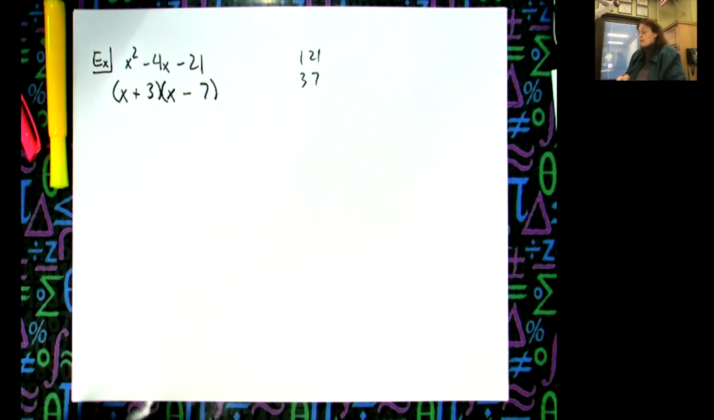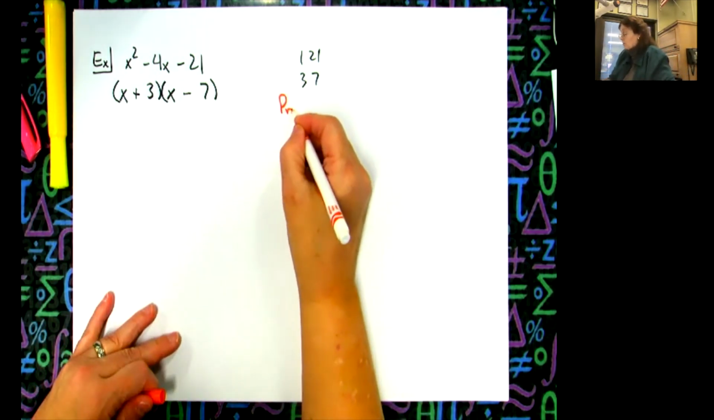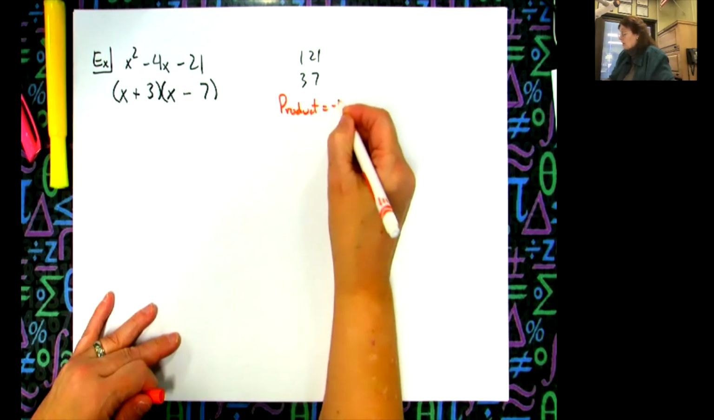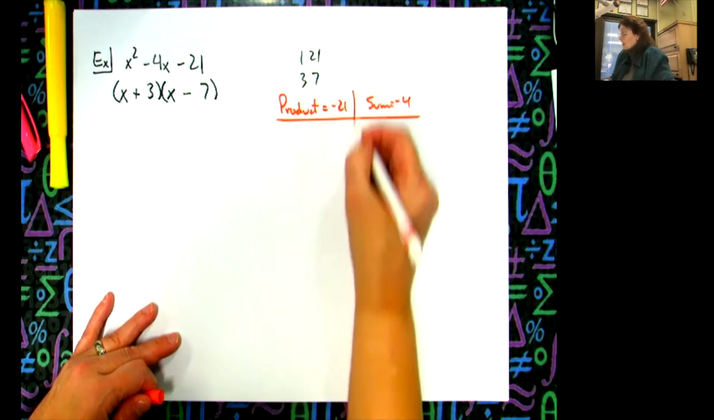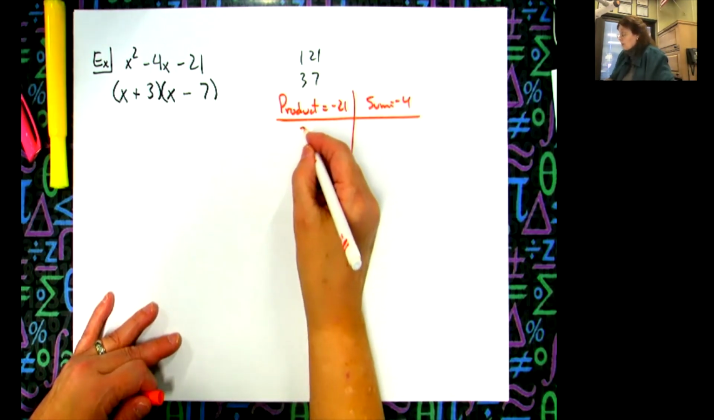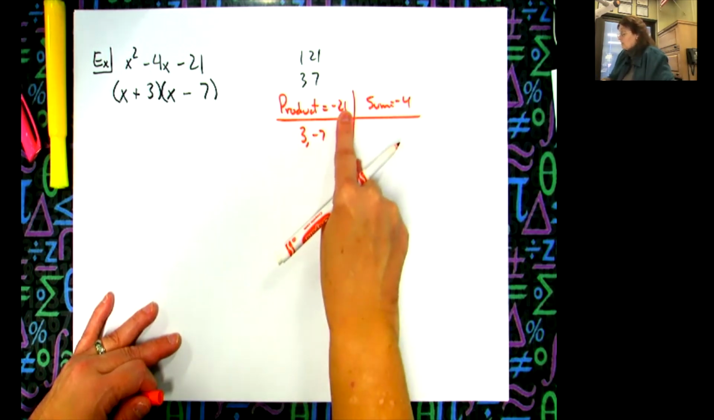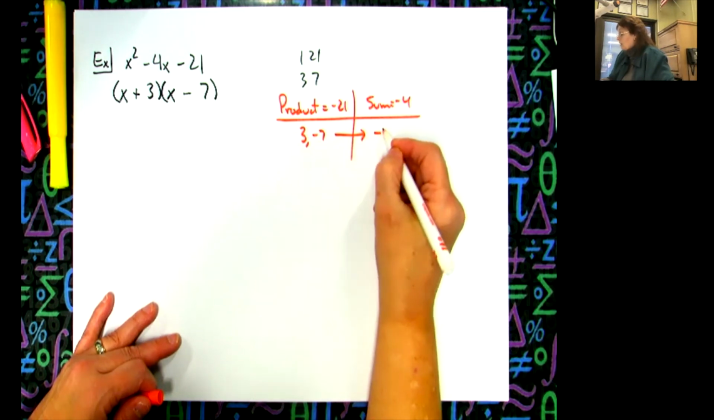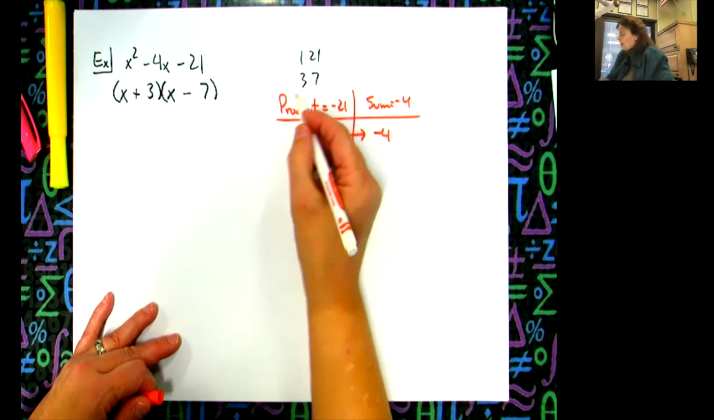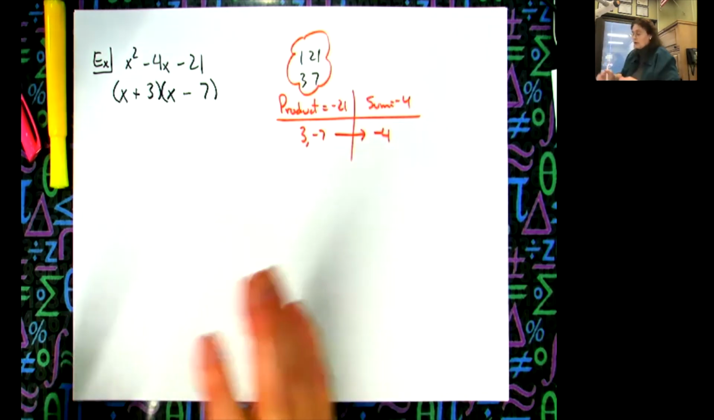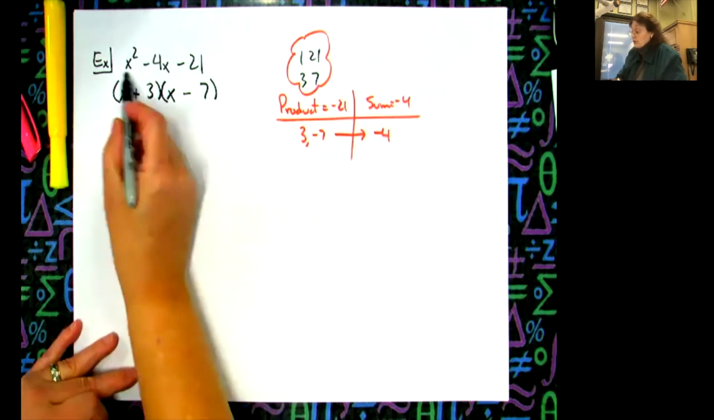Now, if that was a little too much, let's go back and do a little bit more detail here. My product needed to be a negative 21. My sum needed to be a negative 4. So what did I just use here? I used a positive 3 and a negative 7, because clearly 3 times negative 7 is negative 21. When I add them, I get my sum of negative 4. I'm just hoping that you can do this in your head and then figure out where those signs go. And then of course we could check if we needed to.